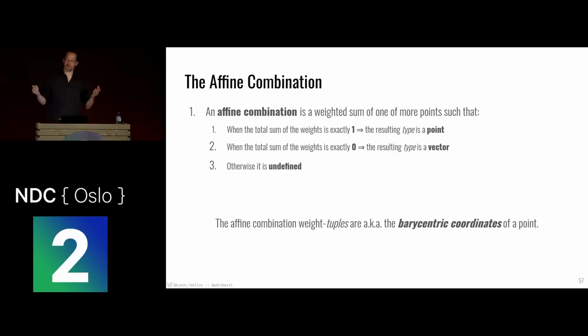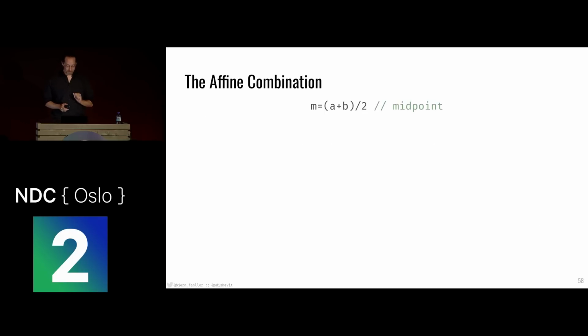Who here has heard the term barycentric coordinates? Okay, a few of you. So yeah, barycentric coordinates are basically the tuple of weights of an affine combination, which sum up to 1. So you might say, okay, this sounds kind of tenuous, but why is that interesting? And I'll show an example.